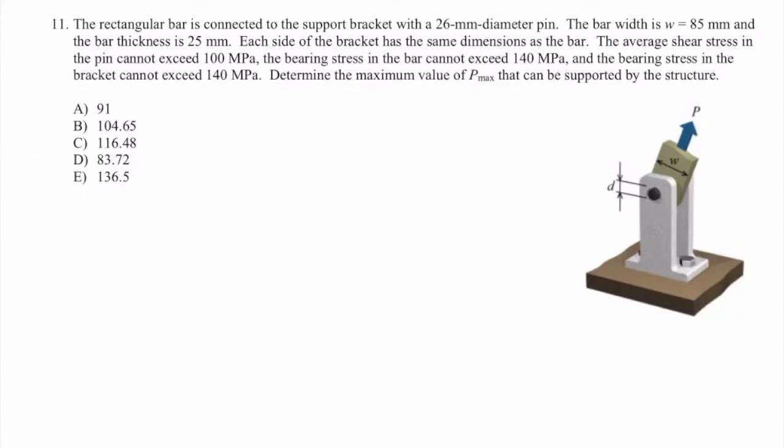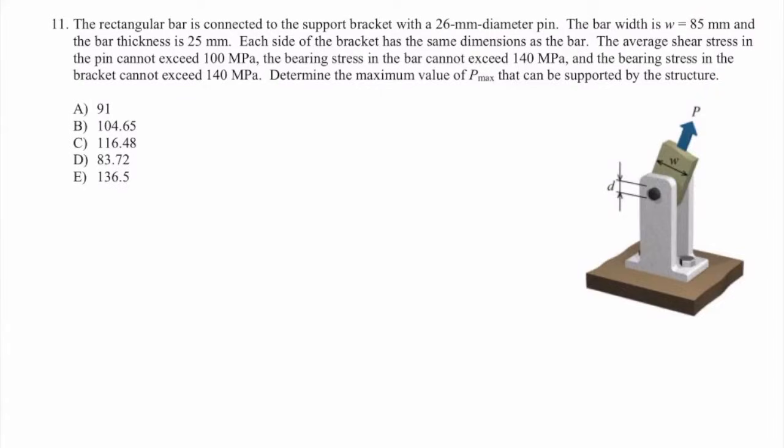The average shear stress in the pin cannot exceed 100 megapascal. The bearing stress in the bar cannot exceed 140 megapascal. And the bearing stress in the bracket cannot exceed 140 megapascal. Determine the maximum value of P that can be supported by the structure.